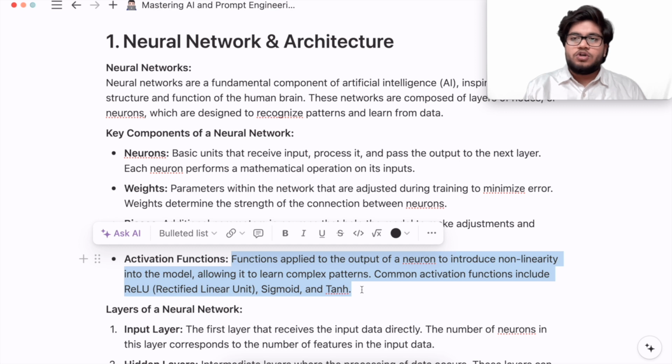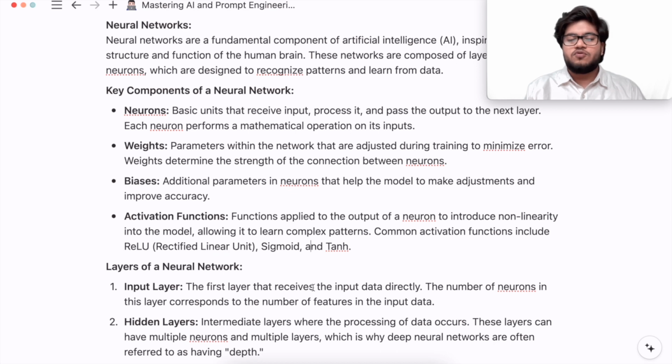As I told you, artificial intelligence is able to handle complex problems. To learn complex patterns, it uses activation functions. Now let us move forward to layers of a neural network. There will be some components in this theory part.